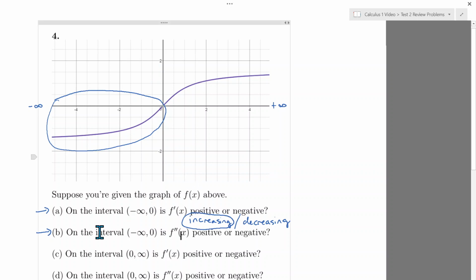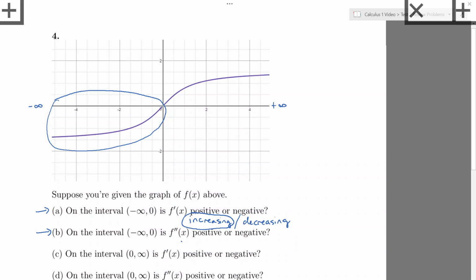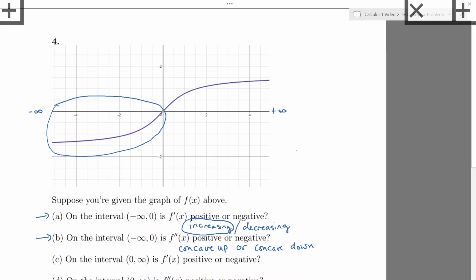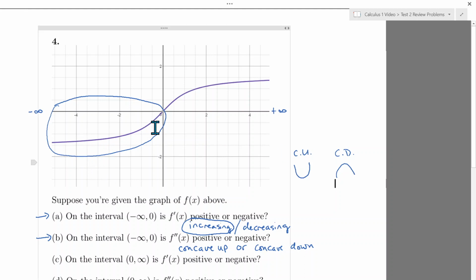Okay, so part B, now it's looking at the second derivative, and whether the second derivative is positive or negative. So now we want to look at the curvature of the graph and whether it's concave up or concave down. Let's again have a reminder that the concave up shape should look like this. Not exactly like this, but to sort of have this curvature, and the concave down shape should have this curvature. So what kind of curvature do we have here?